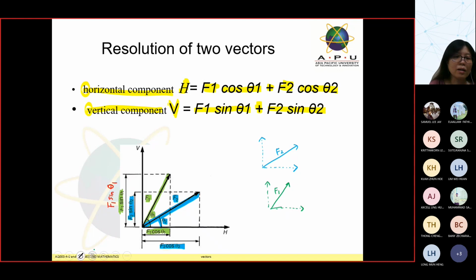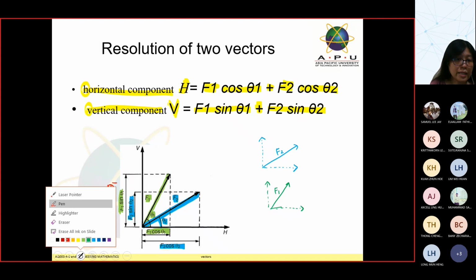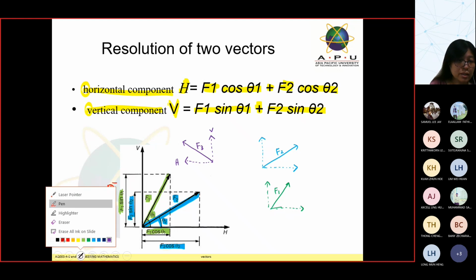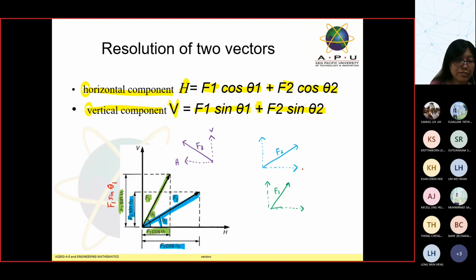You see the direction. But let's say I have a vector that goes in this direction, another force. What is the vertical component? The vertical component will be here, pointing up. And what is the horizontal component? It will be pointing to the left. So please take note of the V and the H. How about other directions? Let's say I have this direction.